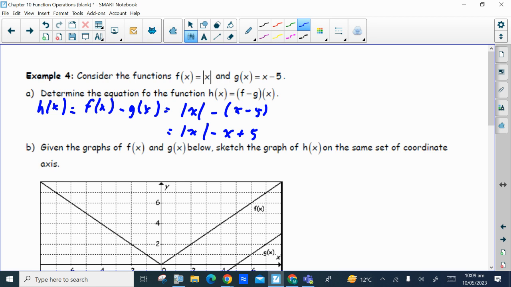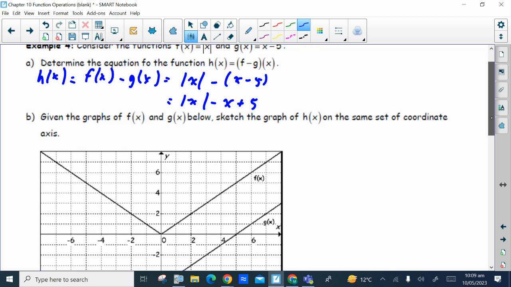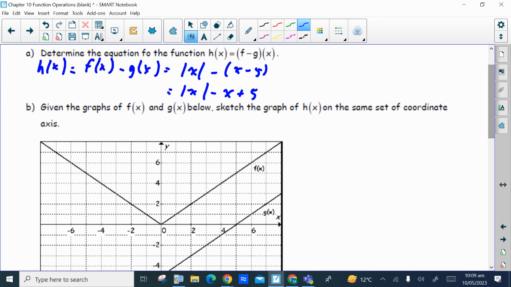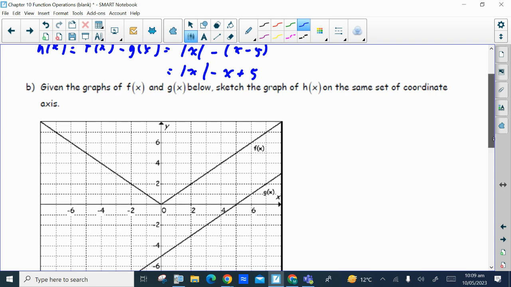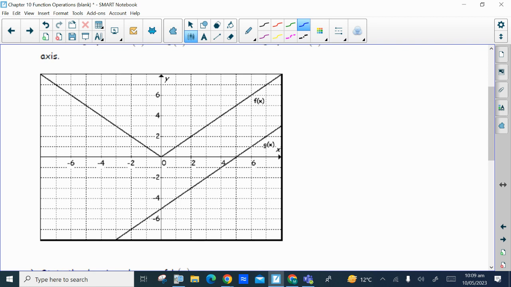You're given the graphs of f and g, and you're asked to sketch h at x on the same coordinates. So we saw yesterday this can be done by taking x values, taking the y value for each graph at that x value, and performing the same operation, which again in this case is subtraction, and it's f in front of g. So we need to use some points here that we can see on the graph.